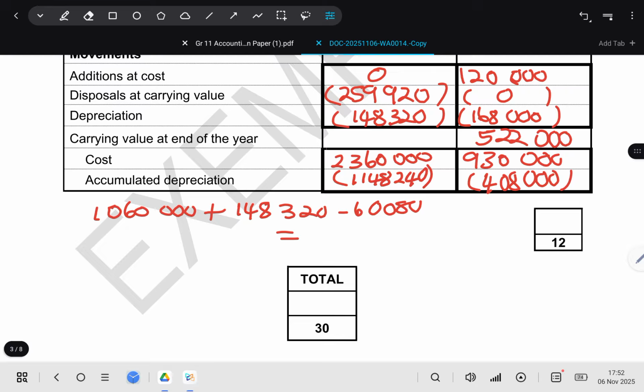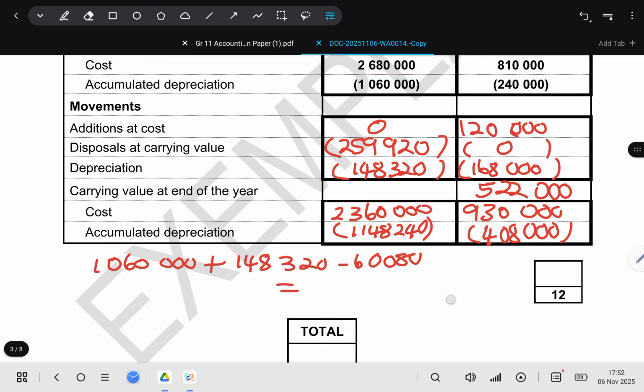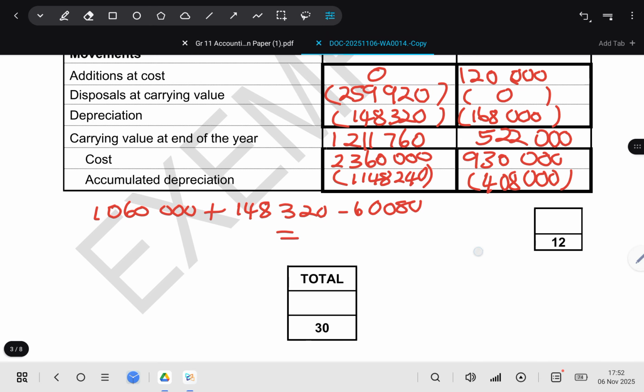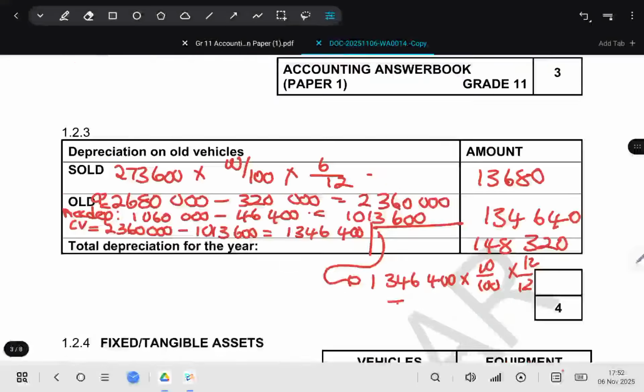2,360,000 minus 1,148,240. Now our carrying value according to this is 1,211,760. Guys, I hope that this lesson has helped you.